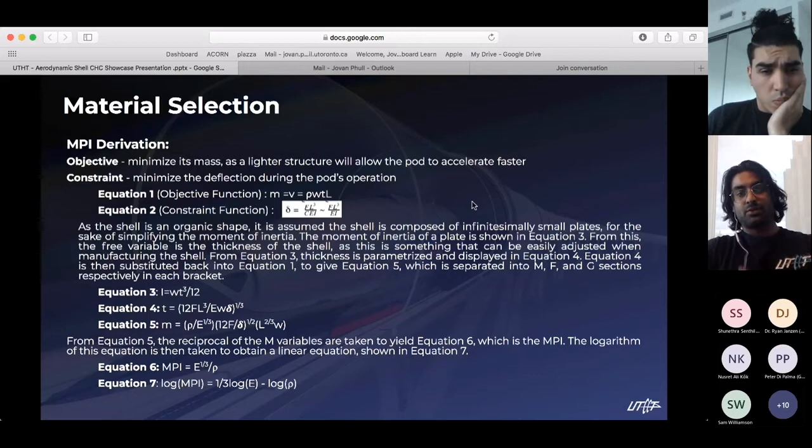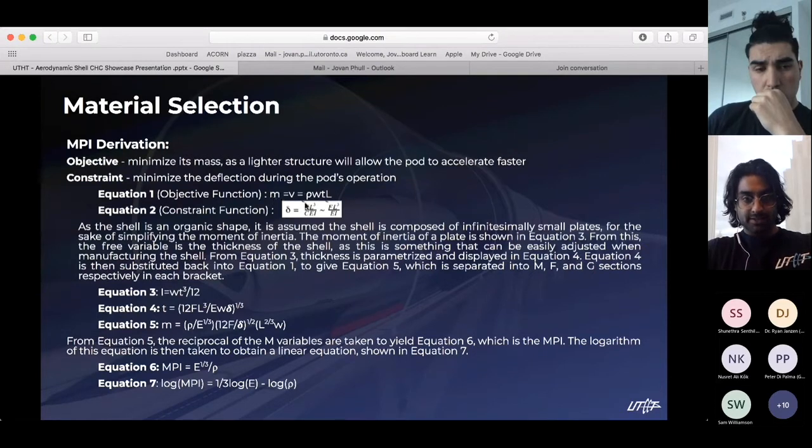So our objective for the shell itself was to minimize the mass, as a lighter structure will allow the pod to accelerate faster. And the constraint we put on our design was to minimize the deflection during the pod's operation. The reason for this is because if you're having a lot of deflection happen on your pod during the actual run, you're going to affect your aerodynamics. And we also don't want any deformation or failure to happen in the pod itself. So it's paramount to design for the deflection as well.